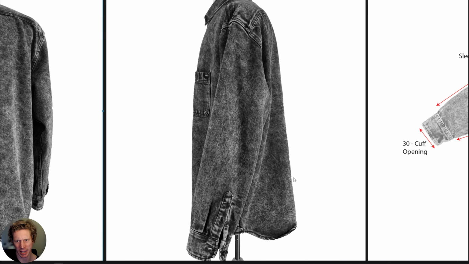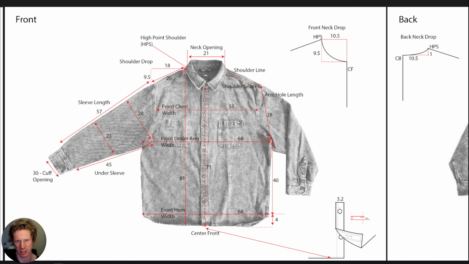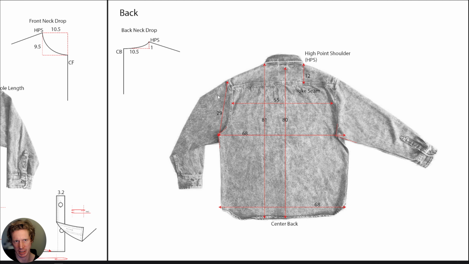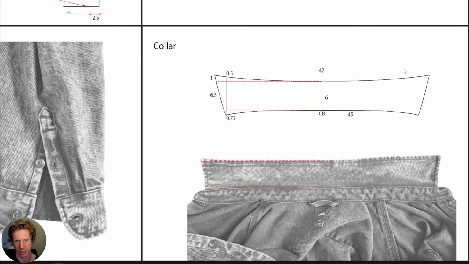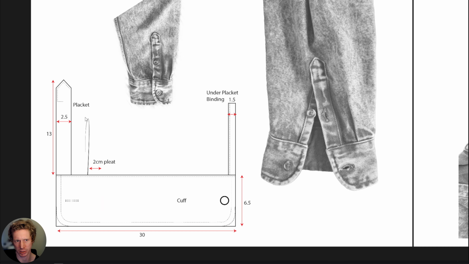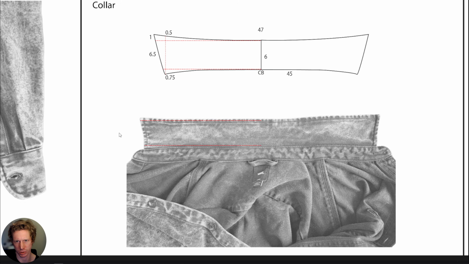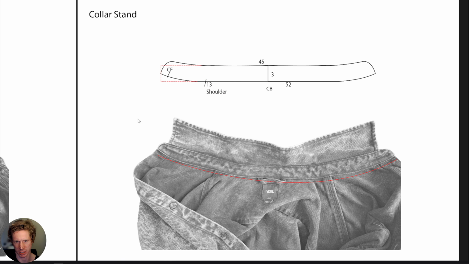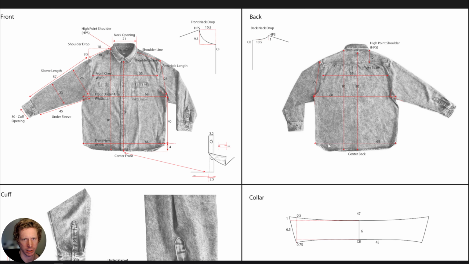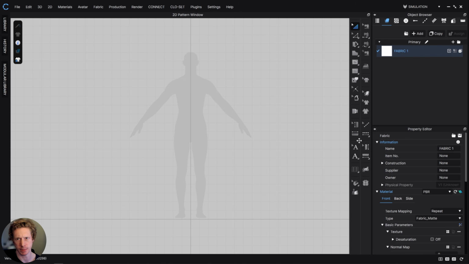So I've taken the measurements that I need. It's an oversized shirt, so it's quite big, and everything is in centimeters, and I'm going to trace this out in CLO. I've got the front, the back, I've got a lot of the details measured out as well. The collar shape, the cuff, how we can build the cuff placket and the cuff construction, and then the collar stand as well. So I'll explain this as I go through the process of recreating this pattern.